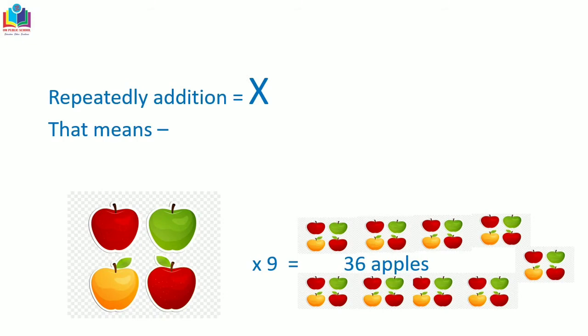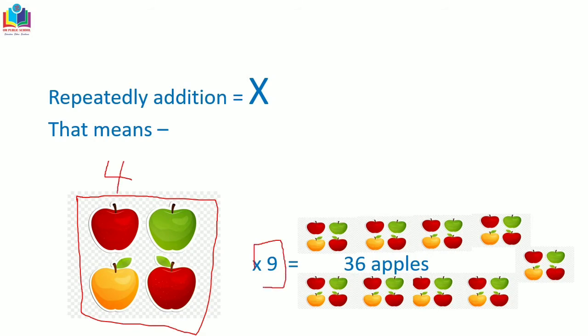Instead of counting these apples, we can just count the number of baskets and we can multiply the number of apples which are there in just one basket. So we have 4 apples in one basket and we can multiply this by the total number of baskets that we had. 1, 2, 3, 4, 5, 6, 7, 8 and 9. Total 9 baskets. When we multiply it, we will get 36 apples.